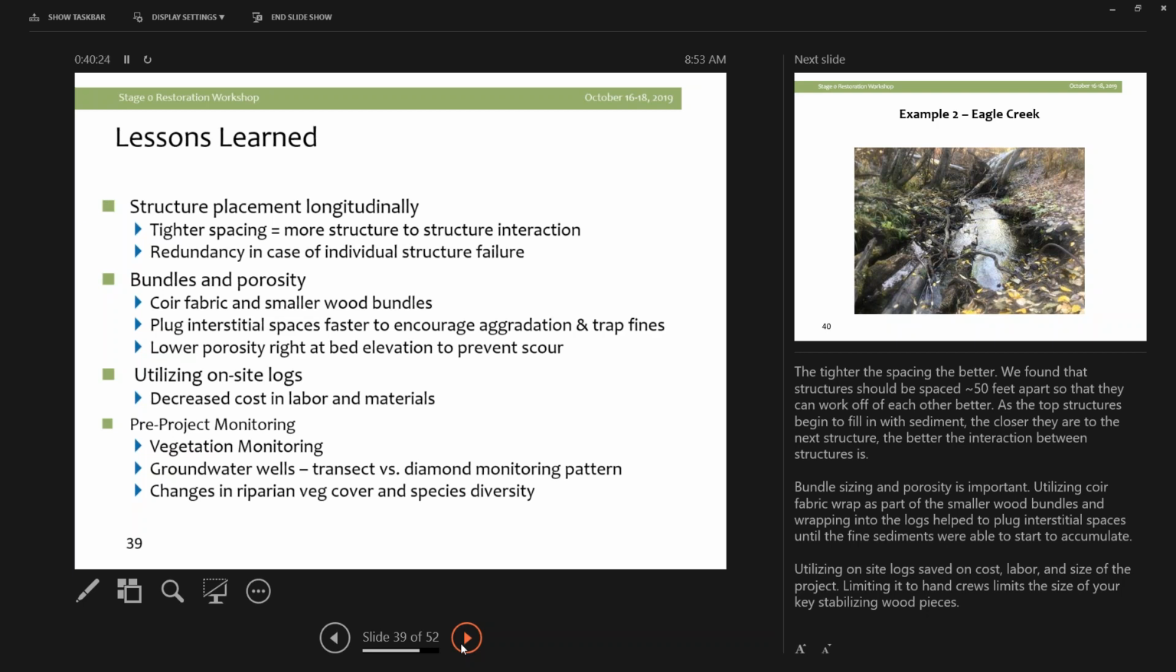Utilizing on-site logs is awesome. It's not going to be possible in all sites, of course. This really decreased our cost in labor and materials, of course. Buying wood on this side of the mountain is expensive. Hauling it, trucking it, bringing it in, being able to utilize on-site materials is key.